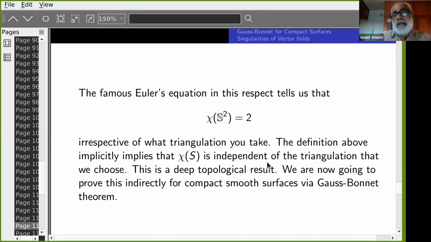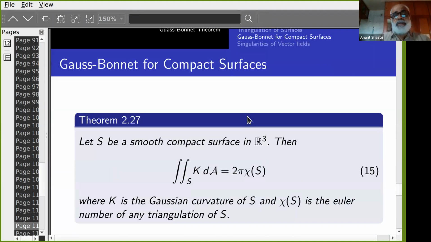All right, let us go ahead. So this is the statement of the Gauss-Bonnet theorem. Start with a smooth compact surface S in R3. Then the surface integral of K is equal to 2 pi times chi-S, where K is the Gaussian curvature and chi-S is the Euler number of any triangulation of S.